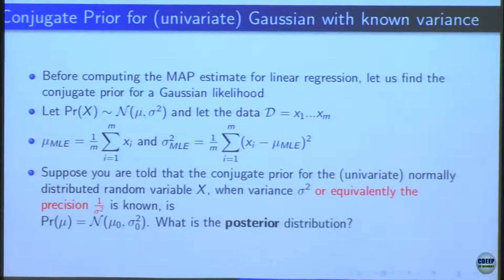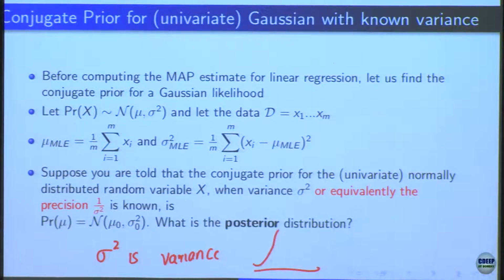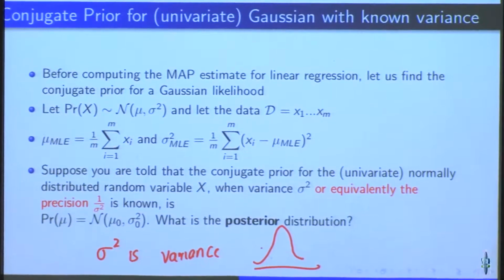Okay, so suppose you are told that the conjugate prior for a fixed value of variance is normal. Sometimes we are going to refer to sigma square, the variance, as the inverse of the precision. If you look at the normal distribution, we know that 99.9% of points are within 3 sigma. So 1 upon sigma square is the precision.